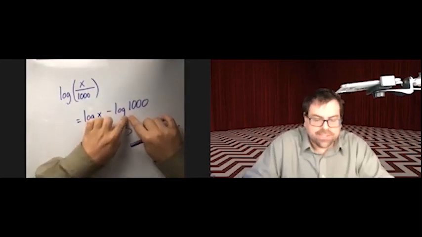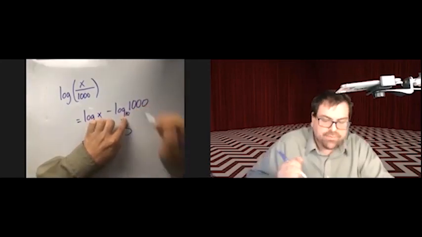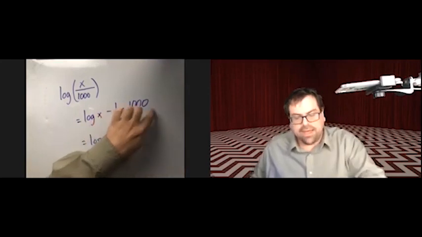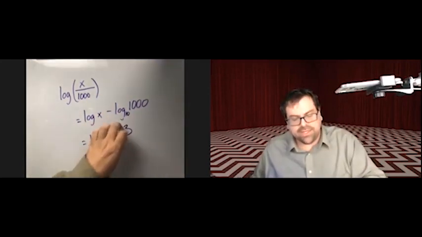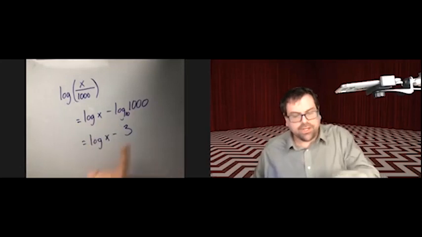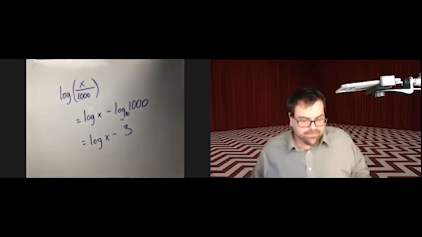Because when we don't have a base written, it's base 10. And 10 to the third power is 1,000. The logarithm is an exponent. The exponent here would be 3.